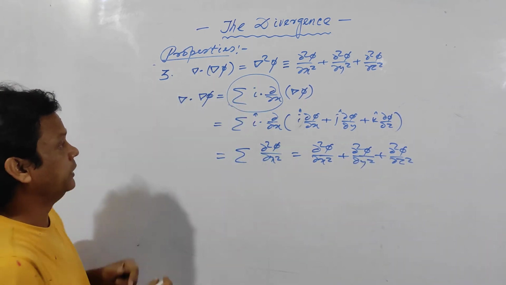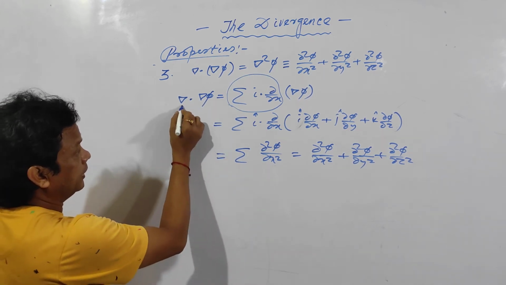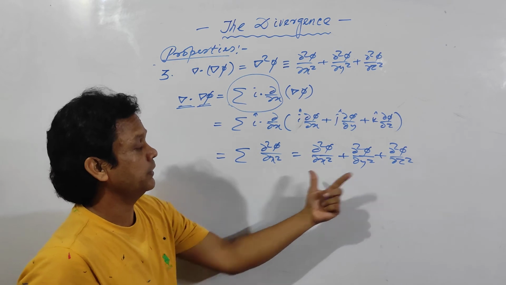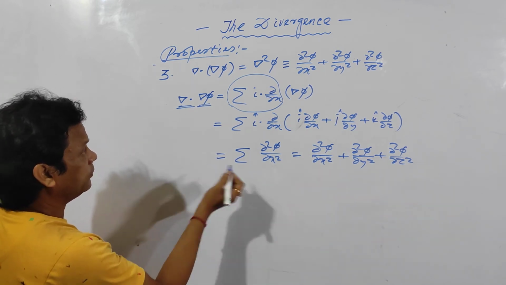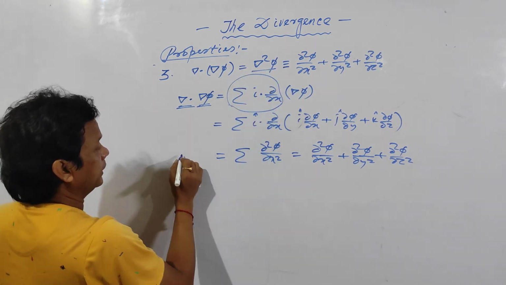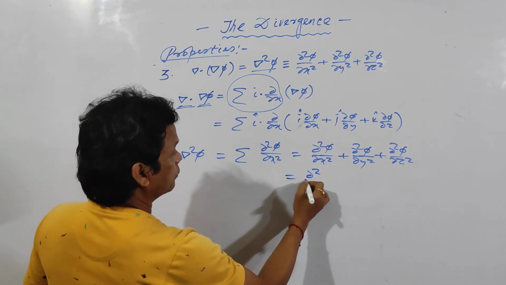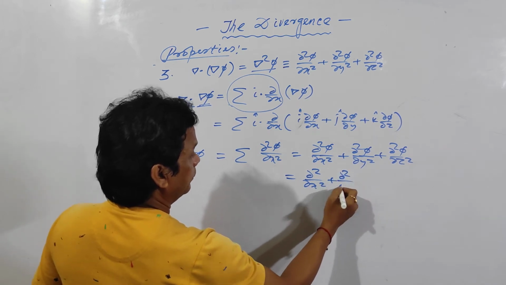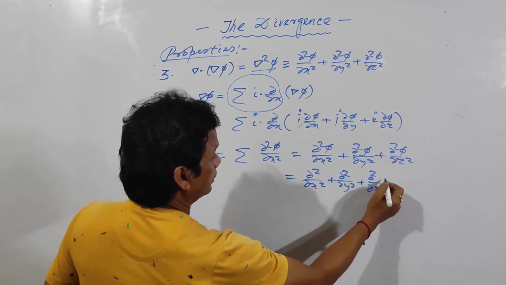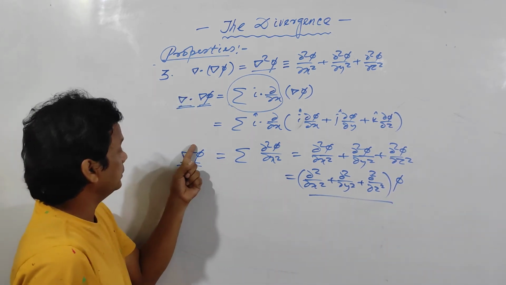Clear? So already I have proved this one. Now see, that means del dot del phi, the divergence of grad phi, is equal to del square phi, and this is equal to this quantity. Now comparing both the sides, this quantity del square phi, I can write as del square by del x square plus del square by del y square plus del square by del z square of phi. So comparing, del square is equal to this one.